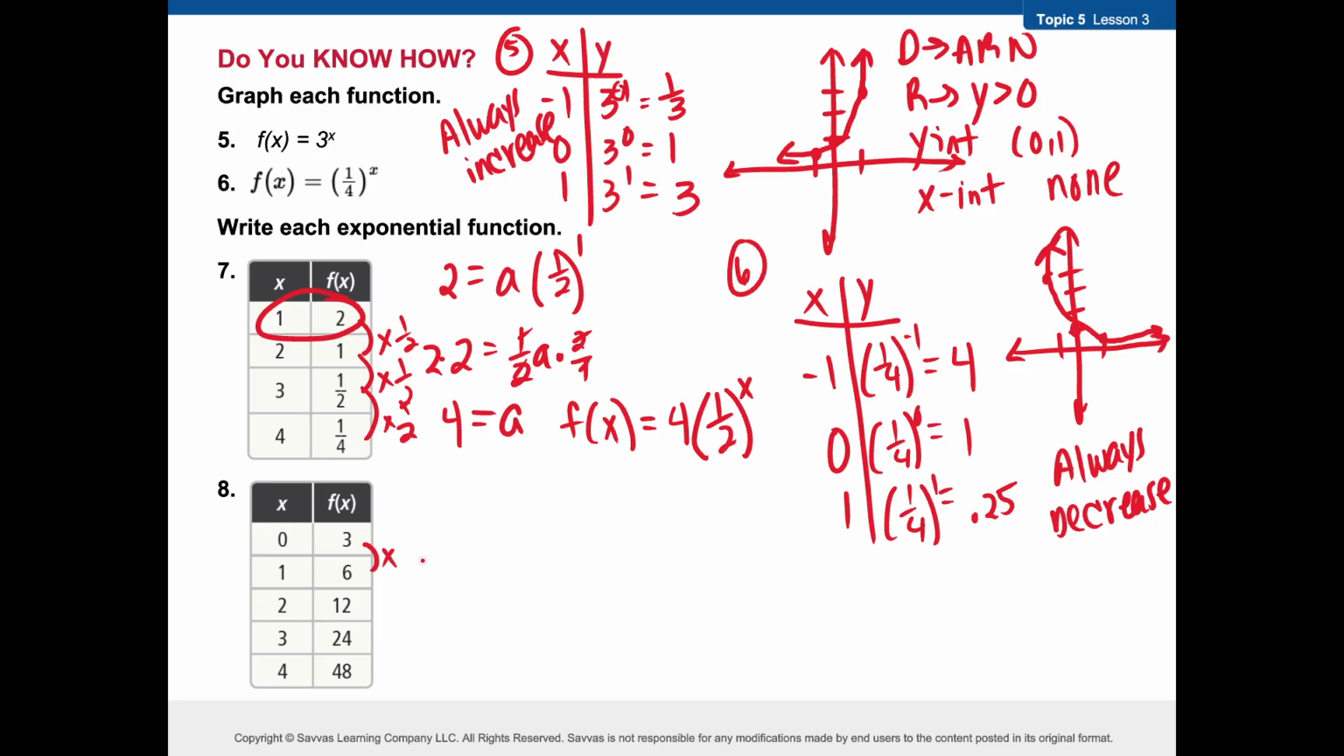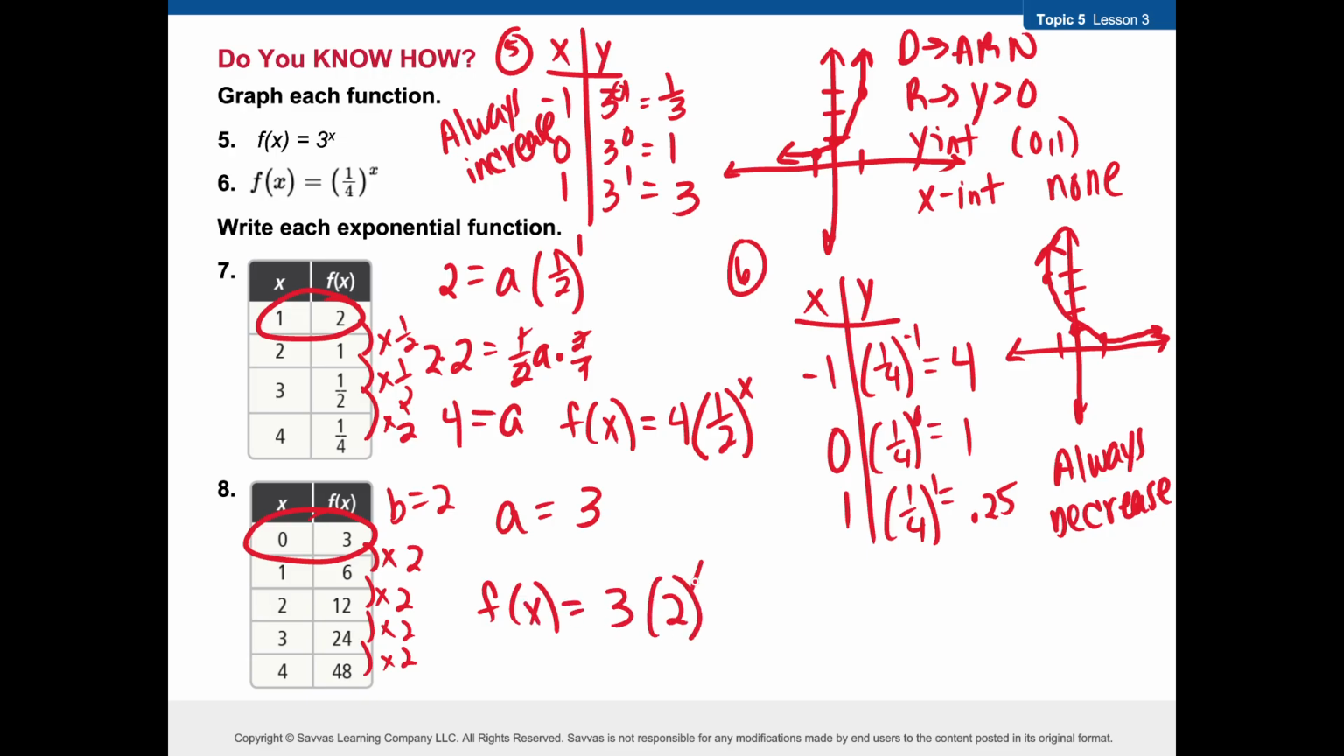Next, I notice here's my constant ratio, multiplying by 2. So my b is a 2, and this table is already giving me my a. So f of x equals 3 times 2 to the x power.